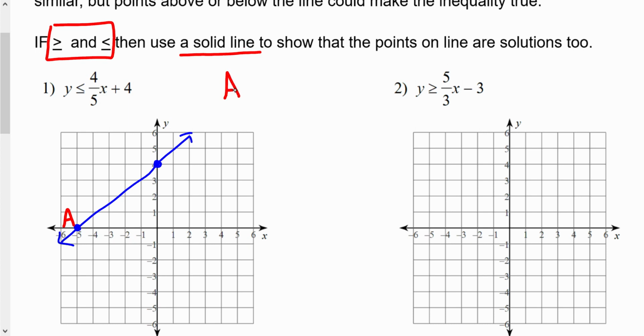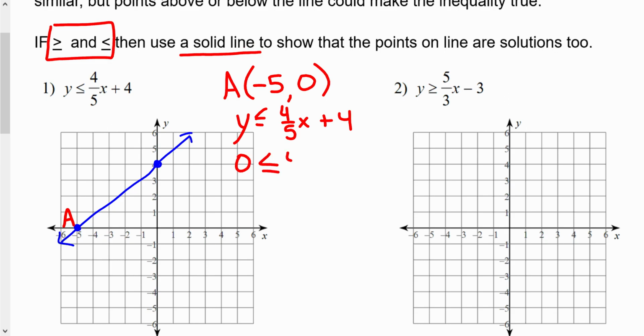Let's see here. -5 is my X number. What is my Y number? 0. I want to check to see, does this point make that inequality, what's the word? True. So I'm going to take the Y value, which is 0, and put it right here. 4/5 will be multiplying -5, and then we add 4. It looks like we've got some calculator work to do. In other words, what is 4/5 times -5 plus 4? You're absolutely right. It does become 0.